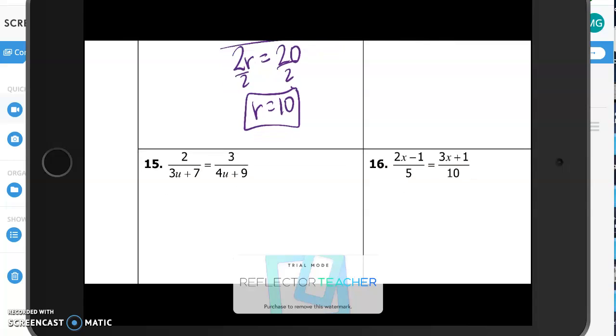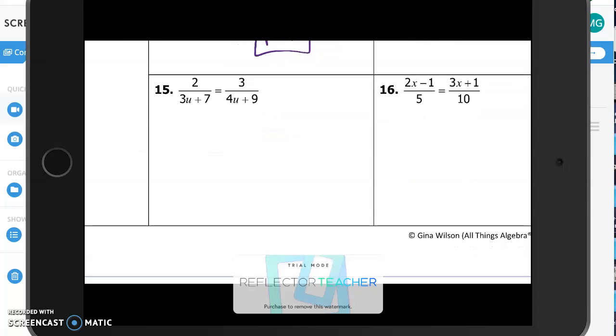And finally, number 15. Again, when you distribute that, 8u plus 19. So you have to do 2 times 4u and 2 times 9. Equals, this one gives you 9u plus 21. Now this one you are going to end up with a negative u. That's why I wanted to do it this way, to make sure you saw that.